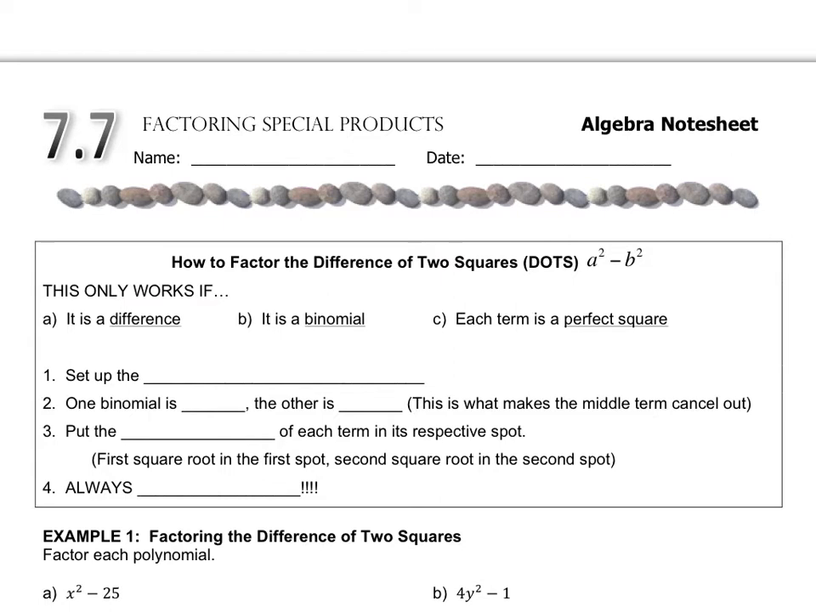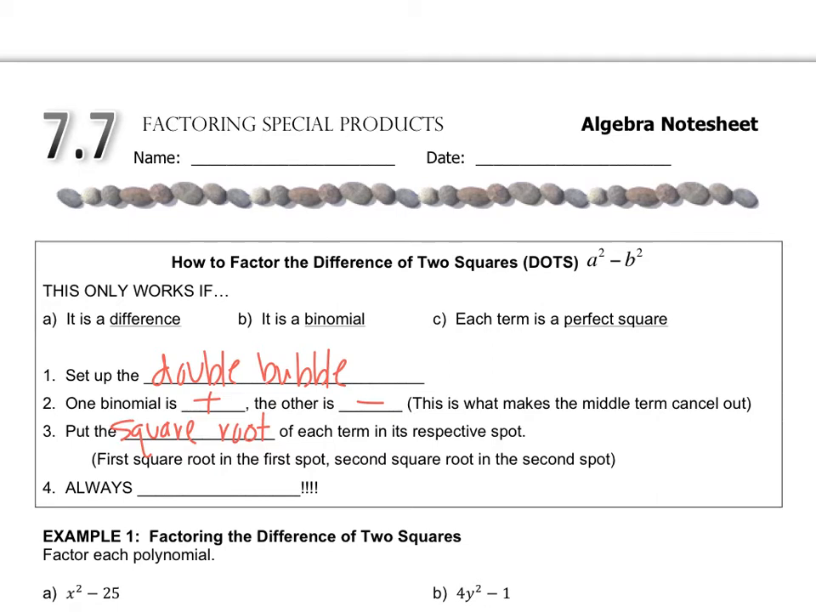The very first thing we're going to do is go straight to the double bubble. One of those double bubble binomials is going to have a plus in the middle, and the other is going to have a minus in the middle. And that's what makes this turn into a binomial instead of a trinomial, because that middle term is going to cancel since we have opposite signs. Then you're going to put the square root of each term in its respective spot. And what I mean by its respective spot is the term that's first gets written first in the binomials, and the term that is second gets written second in the binomials.